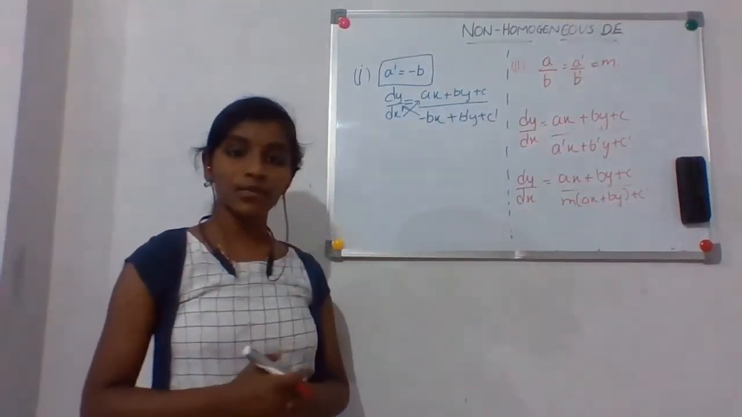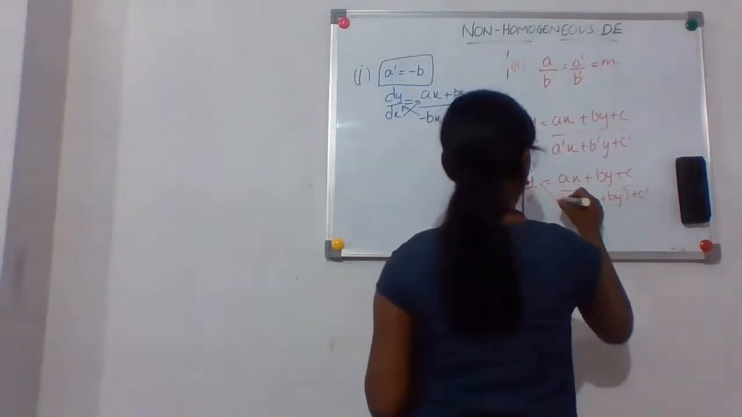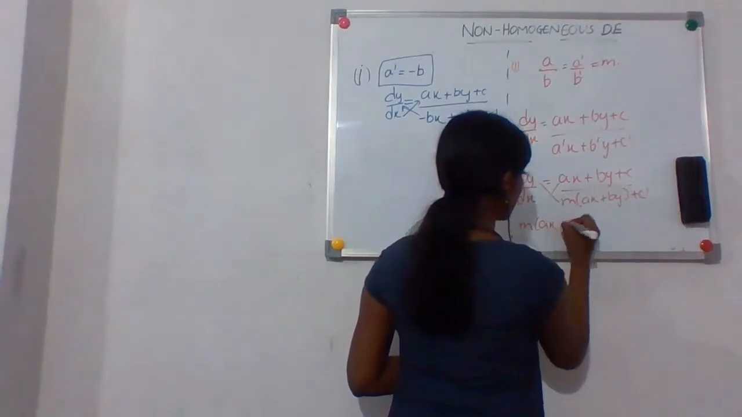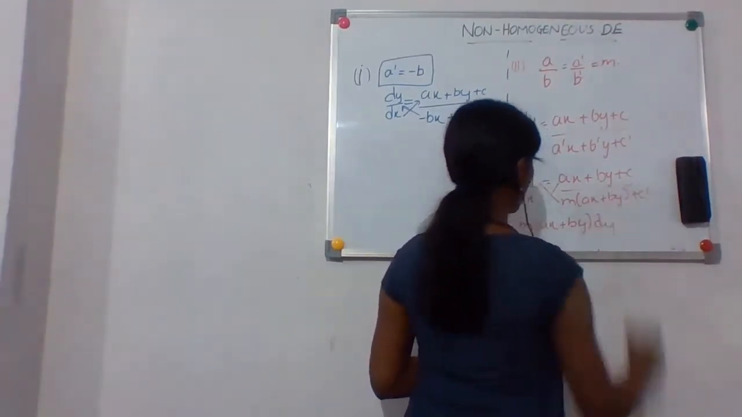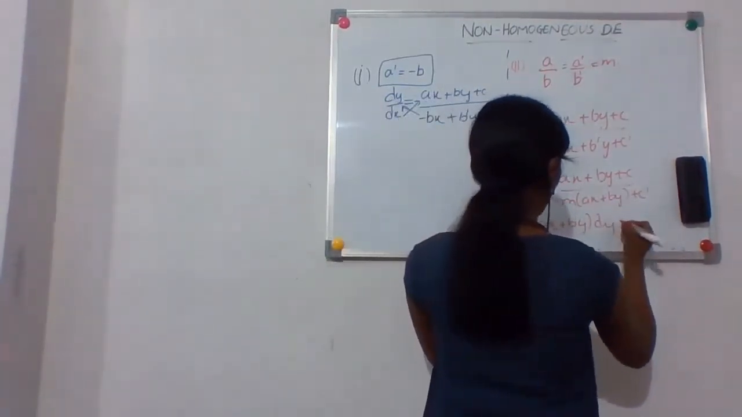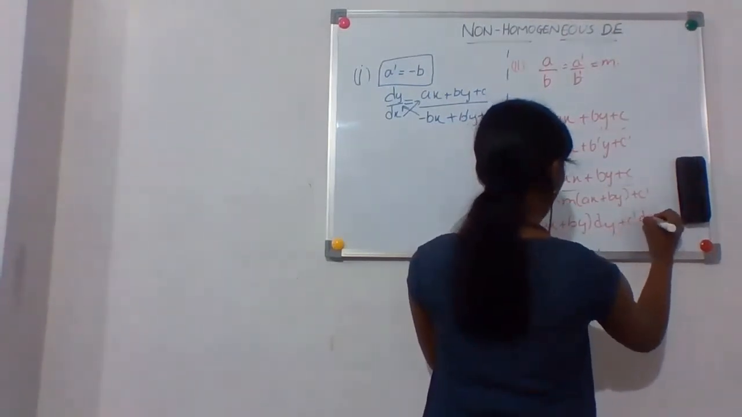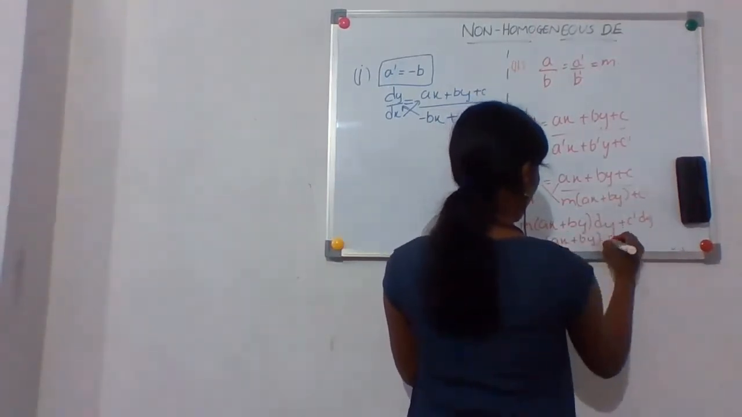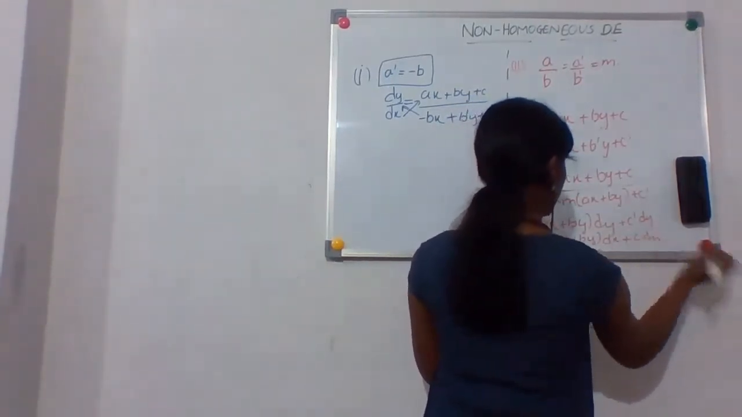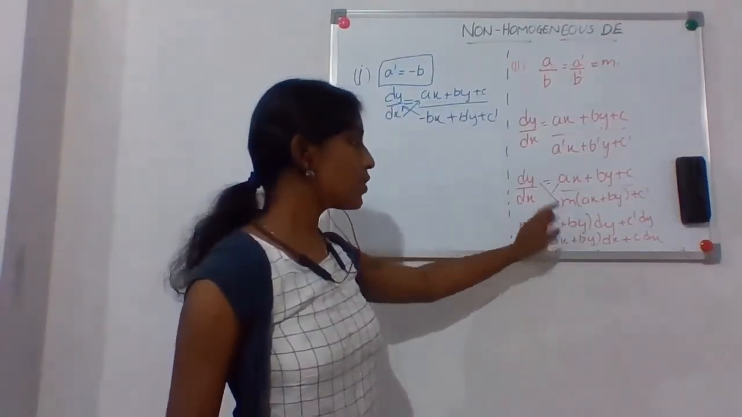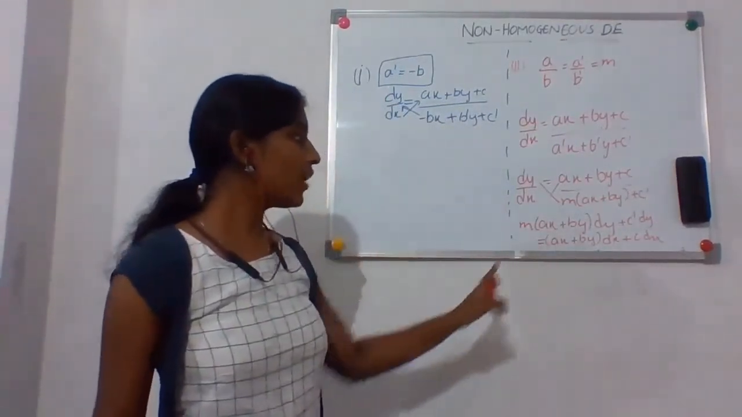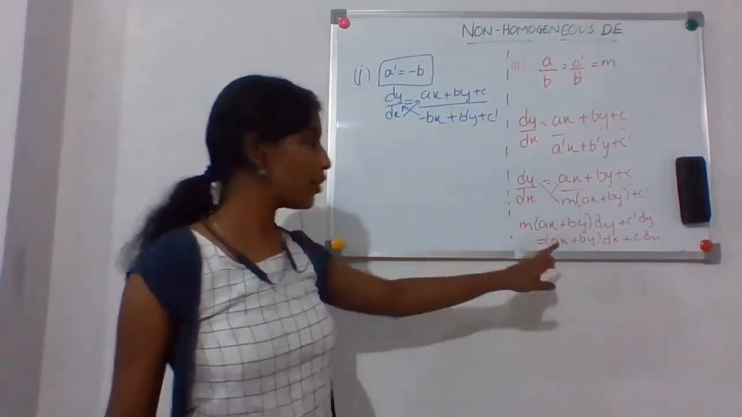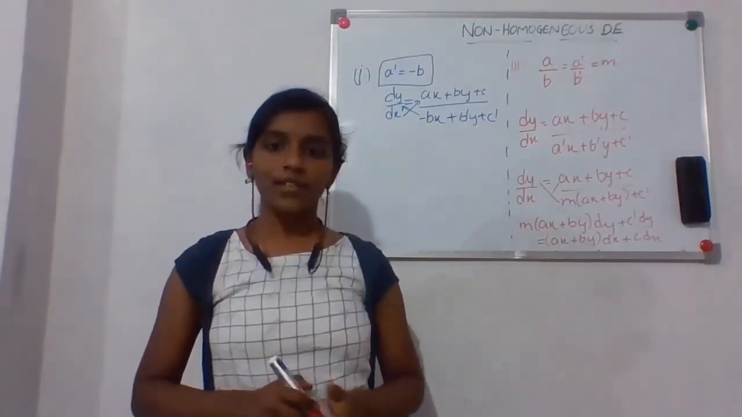Have you understood this very clearly? Now if you cross multiply both of them, what do you get? m into (ax plus by) into dy, plus c dash dy, will be equal to (ax plus by) into dx plus c into dx. Now you can bring this to the LHS side and do the remaining, because you can take ax plus by common after taking it to the LHS side. So that is case 2.